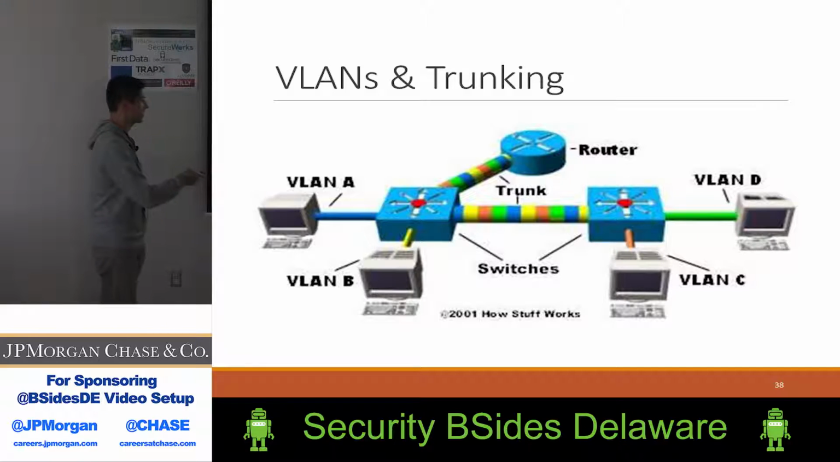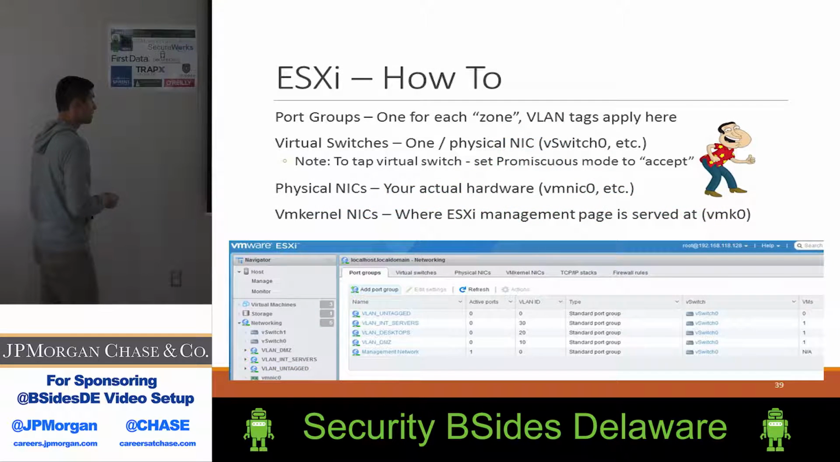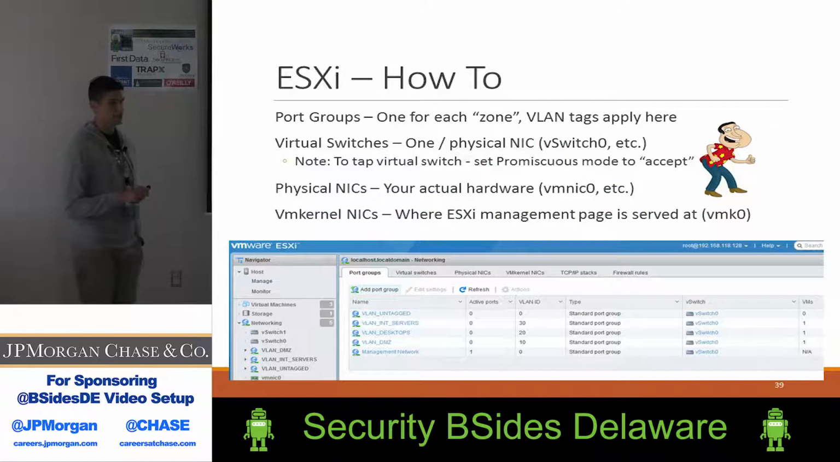So trunk is just the name for the thing that's carrying multiple different VLANs on one link. And that's how you get efficiency with this setup with your hardware. So for ESX, this is how you do it.